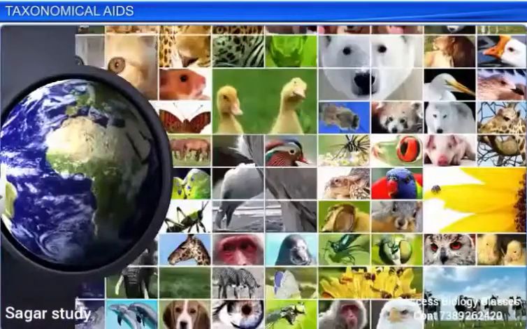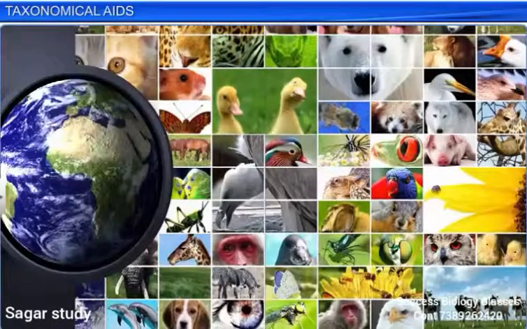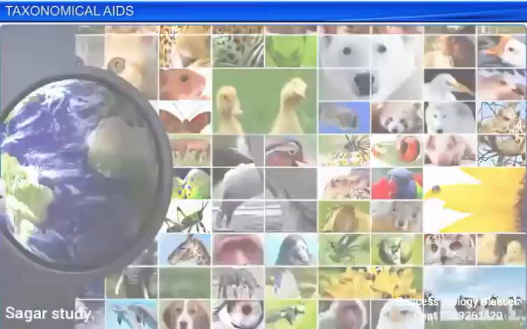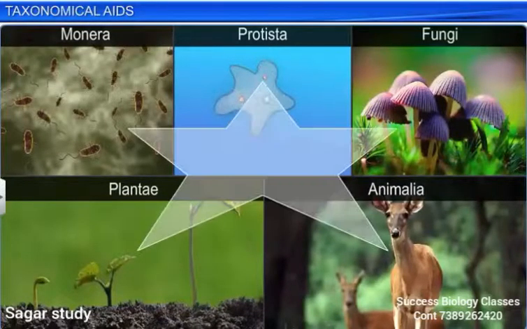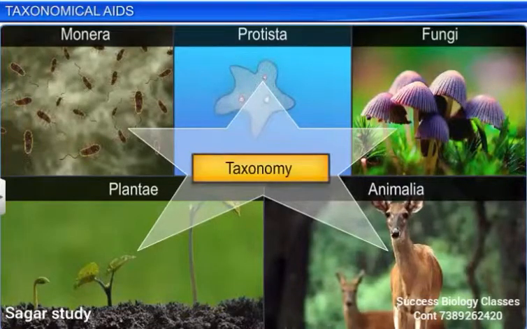Our planet is filled with numerous living organisms. To simplify the study of these organisms, they are classified into convenient categories based on their characteristics. This classification process is known as taxonomy.